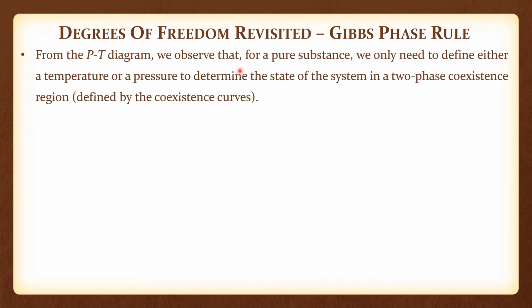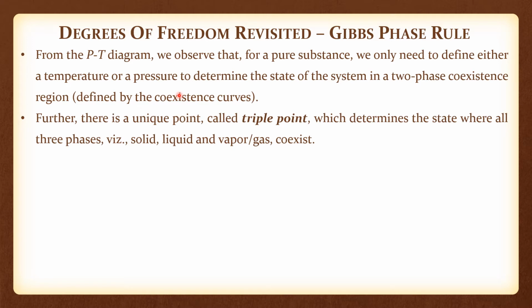From the PT diagram, we observe that for a pure substance, we only need to define either a temperature or a pressure to determine the state of the system when the two phases coexist. Along the coexistence curves, which is a two-dimensional system, there is one variable, temperature, and the other variable, pressure, and so if one is defined, the curve will give the other variable.